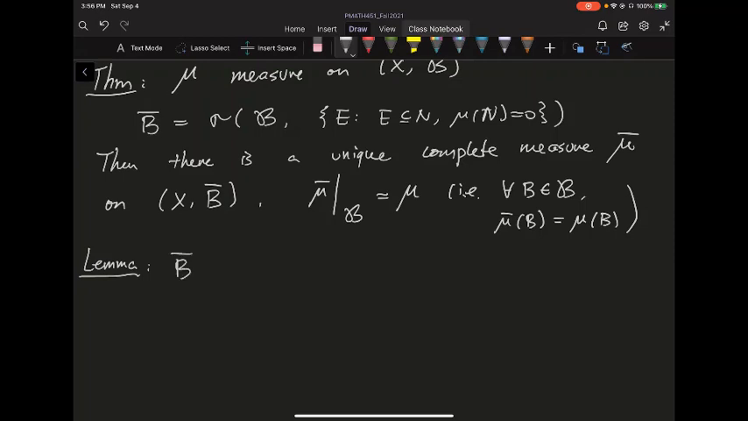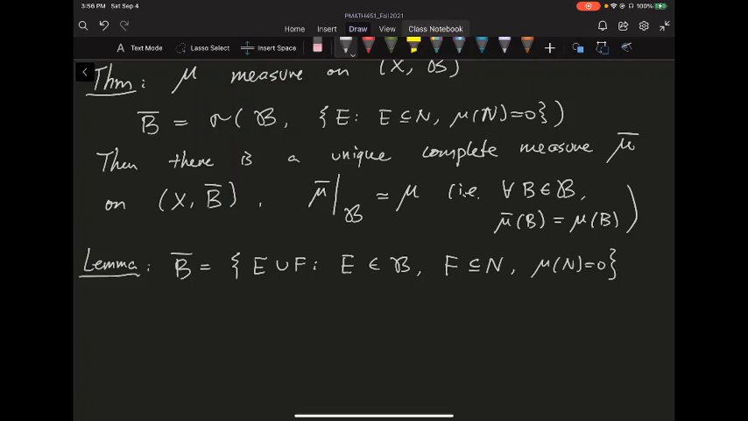So here's one. I want to claim that this B bar can be written as all those unions of E and F, where E is coming from the sigma algebra B, and F is a subset of a null set. So F is contained in N, where mu of N is 0. F is something that may not be in B, but is inside a null set. All right, so I want to prove that.